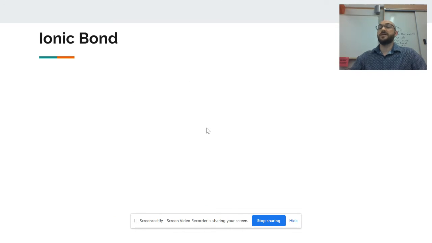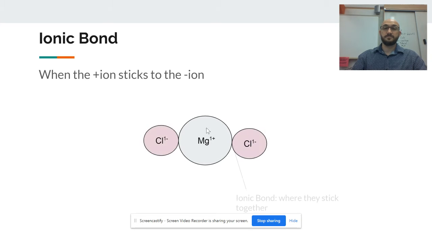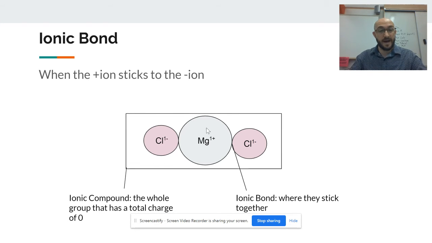Now, there's also this thing called the ionic bond. The ionic bond is literally when the positive and the negative stick together. When you have an ionic bond, they make an ionic compound. There's the ionic bond, a positive and negative sticking together. They make an ionic compound. Notice that I have a +1. Sorry, that's a typo. It should be a +2 on that magnesium. So you got a +2 and then a -1 and a -1 to make a total charge of 0.